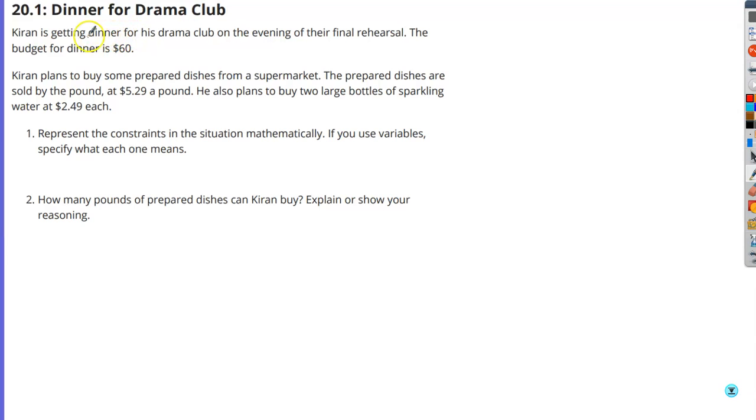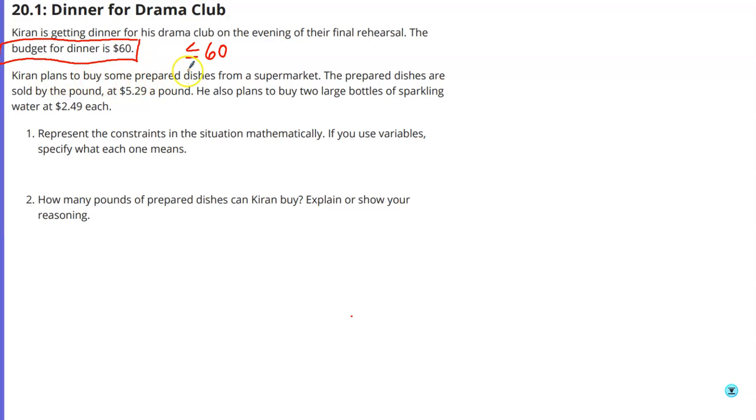Kieran is getting dinner for his drama club. The budget for the dinner is $60. When I give you a budget, that means I can't go over it. So I have to be $60 or less. The first thing that I would probably do then is remind myself that that means I need to be less than or equal to $60 because I can't go over. That's a constraint.